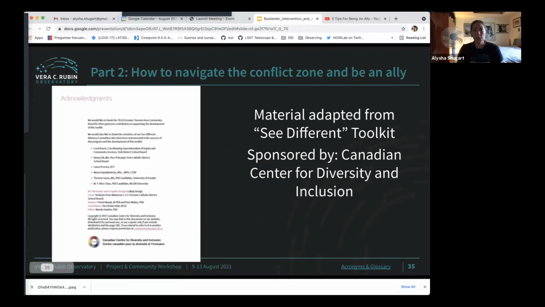So right now I'm going to start part 2 of this workshop, right? How to navigate the conflict zone and be an ally. This material was adapted from the See Different toolkit that was assembled by the Canadian Centre for Diversity and Inclusion.